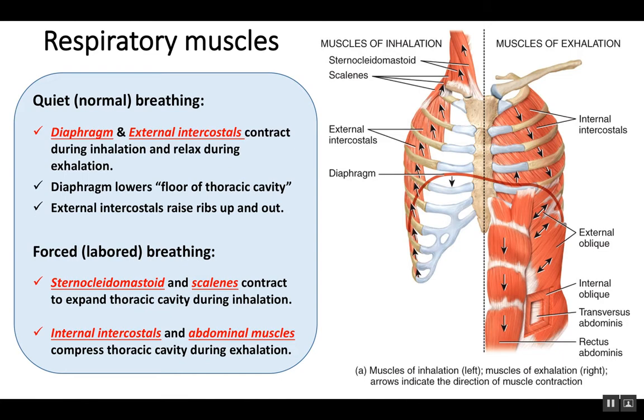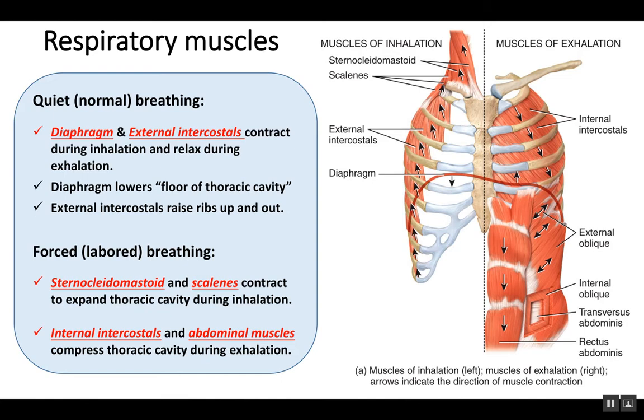Now, is there a difference between the diaphragm and external intercostals? The answer is yes. Typically, we say the diaphragm is the most important respiratory muscle. During quiet breathing, most suggest that about 75% of the air that enters the lungs is due to the diaphragm contracting. The other 25% is due to the external intercostals.